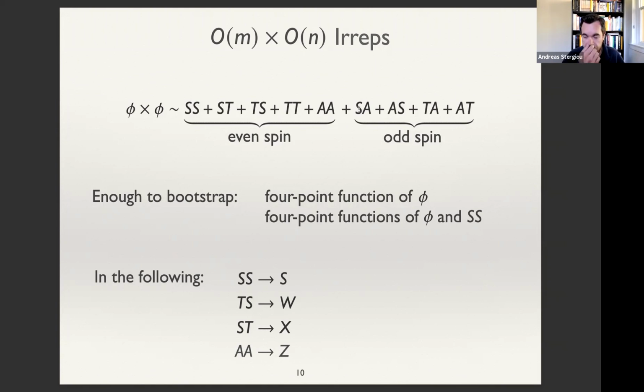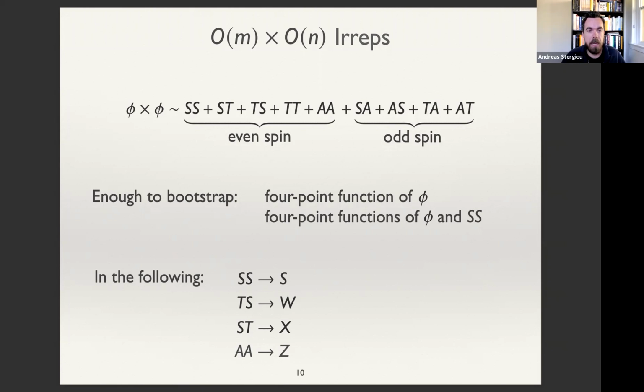There will be 2 conserved vectors here. One conserved vector will be in this SA representation, and there will be 1 conserved vector in this AS representation. And then there will be further operators starting at spin 1 and spin 3 and so on, which don't necessarily contain any conserved spin 1 vectors.